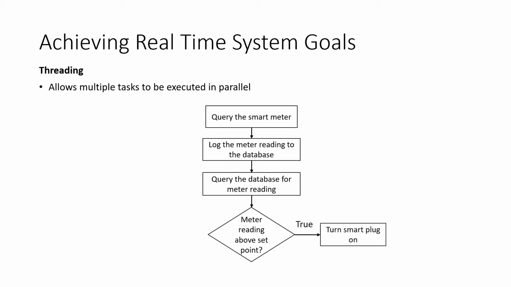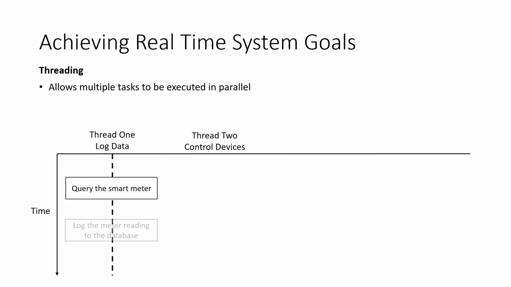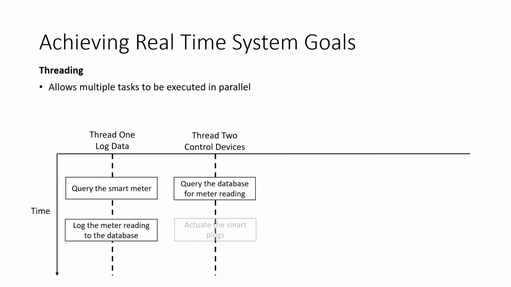If the reading is above a set point, the plugs can be turned on. If the reading is below a set point, the plugs can be turned off. These tasks do not all have to occur one after another. They can be divided into tasks to log data and tasks to control the devices, each executing on their own thread. The first thread can query the smart meters and log the readings to the database, while at the same time the second thread can query the database for meter values and actuate the smart plugs.